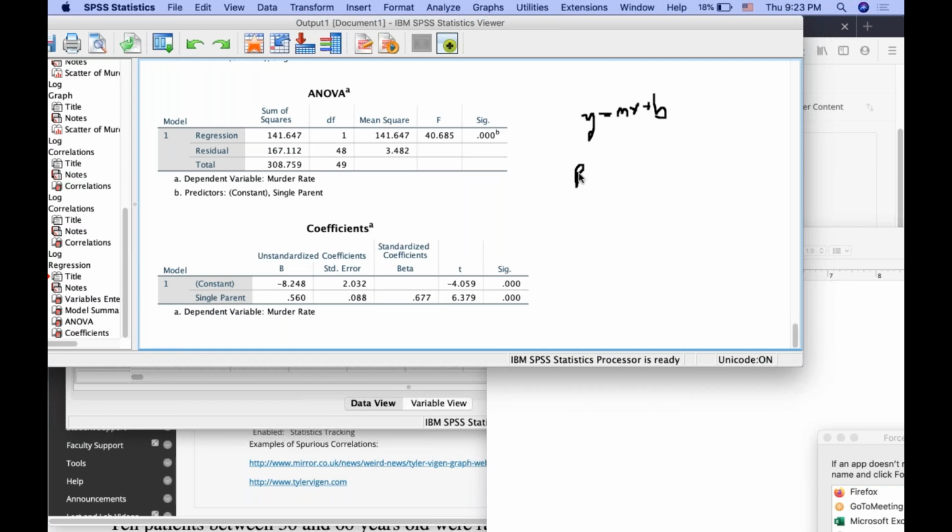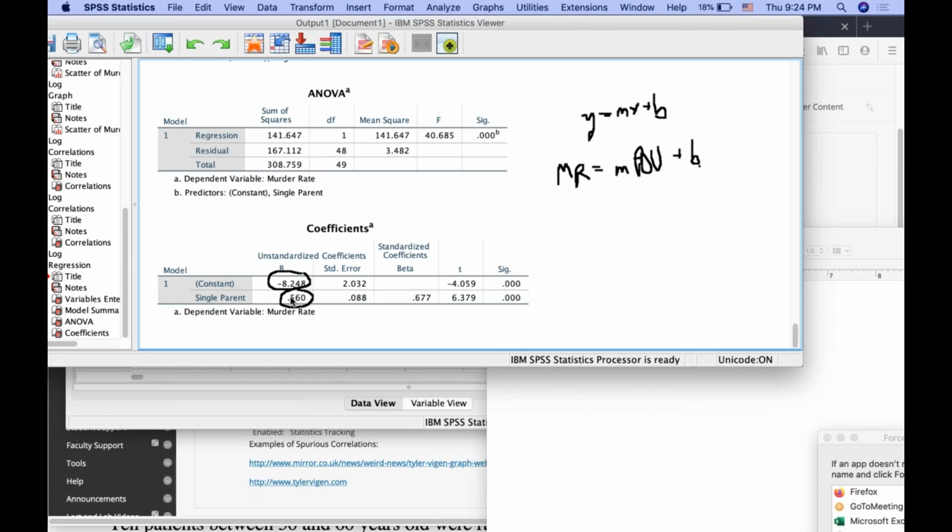So our murder rate is equal to the slope times x. What's x? X is the single parent rate, plus the y-intercept. So what I need SPSS to tell me is what is m, the slope of this line, and what is b, the y-intercept. And that's what these numbers do. The constant, this number that's identified as a constant, that is the y-intercept. And this number that's identified next to single parent is the slope of the line.